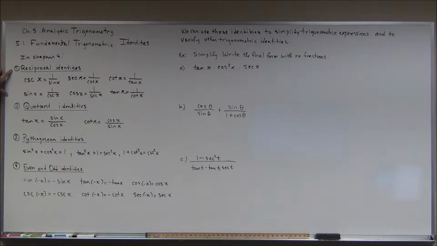Now, the first group of identities are the reciprocal identities, and they're pretty straightforward because you should remember that sine and cosecant are reciprocals of each other, cosine and secant are reciprocals of each other, and of course tangent and cotangent are reciprocals of each other.